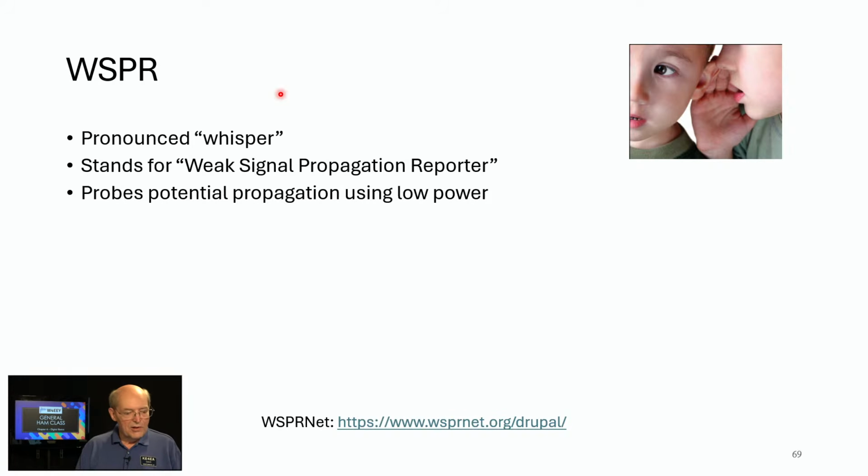WSJT-X protocol family. And it stands for Weak Signal Propagation Reporter, WSPR. It probes potential propagation using low power. So the concept is we're going to send a WSPR beacon or a transmission, not really expecting an answer, and that's going to be picked up by automated stations all over the world. Those automated stations will report your signals, your call sign and signal strength to a server that you can then log into and see where you're heard and how loud you are.